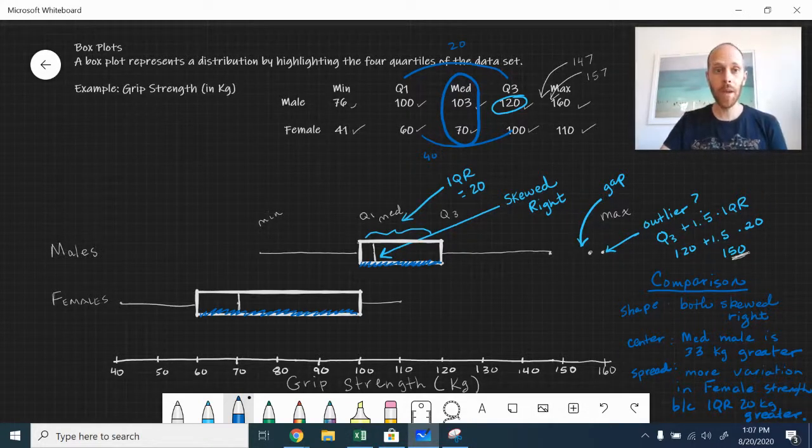And there it is, folks. You know how to make a box plot, and you know how to compare two box plots.